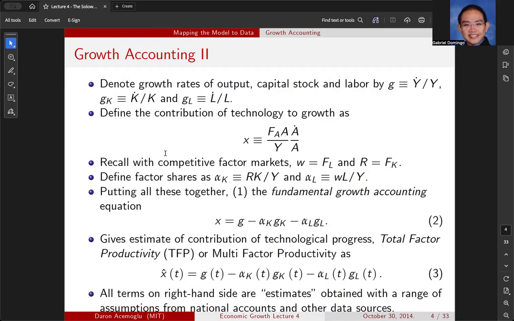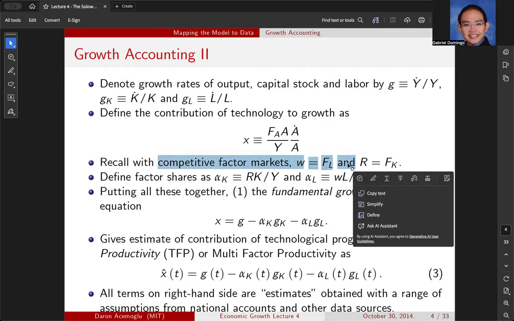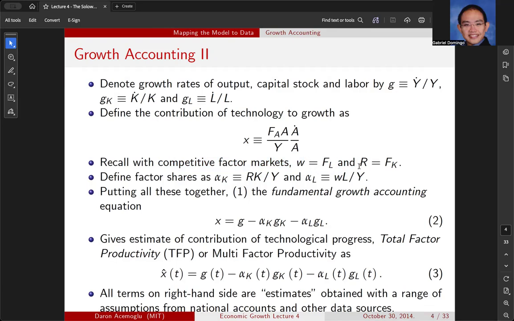And then this one, F_A A over Y, is the weight of that change in A in overall GDP growth. With competitive factor markets, W equals F_L and R equals F_K, so you can replace F_L and F_K with W and R. And note that we have factor shares here: alpha K as R K over Y, and alpha L equals W L over Y. Putting these together, the fundamental growth accounting equation becomes the following.